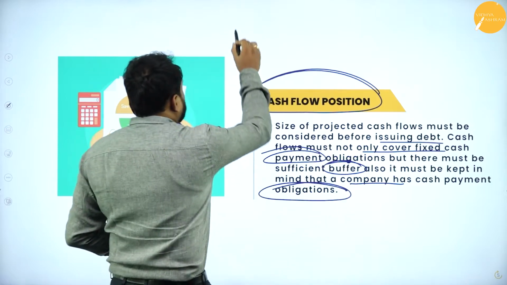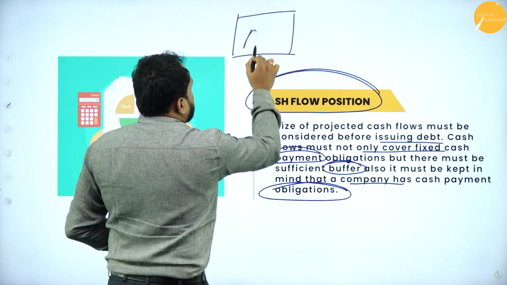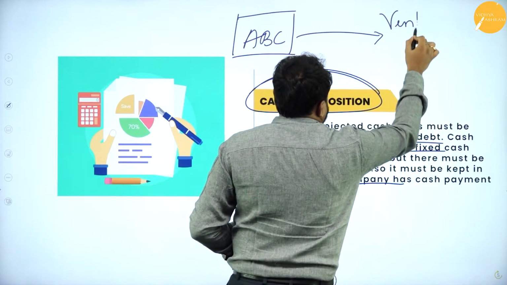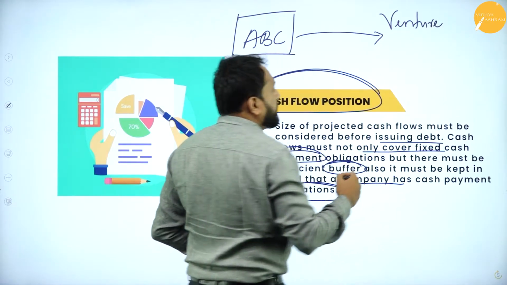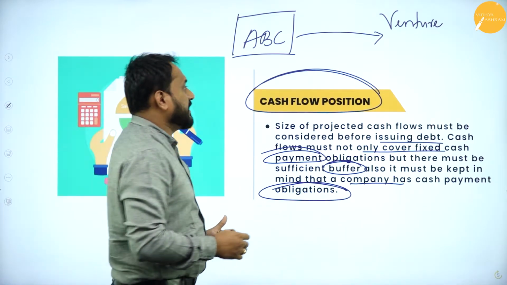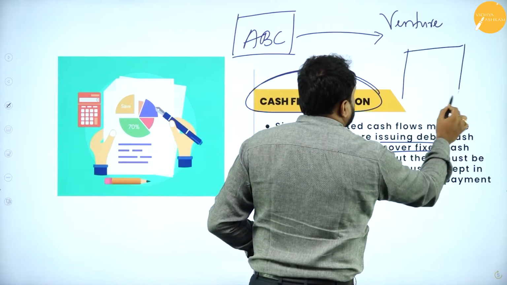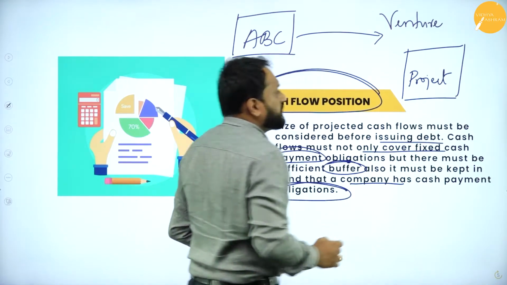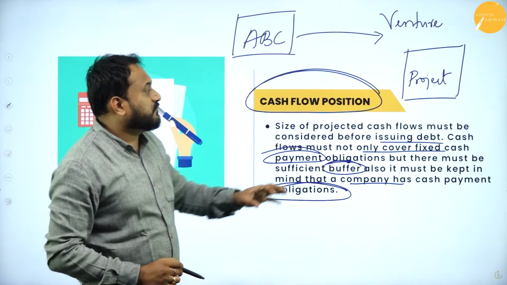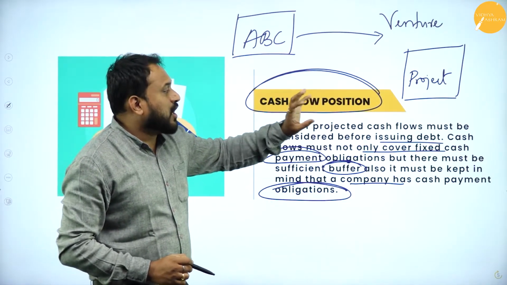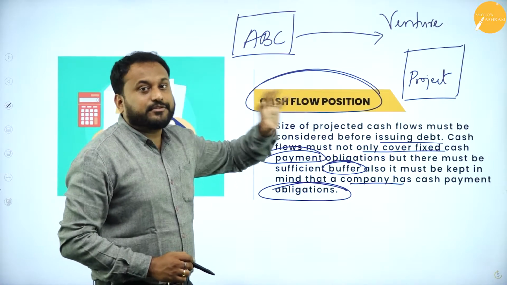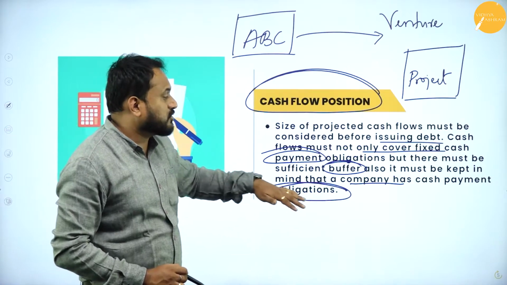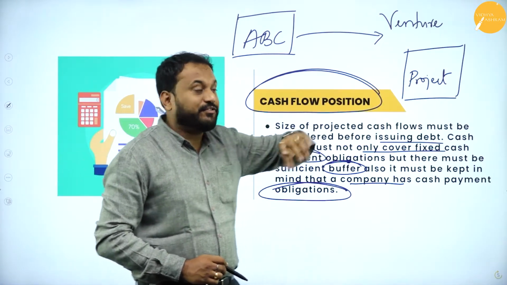Now you have a company called ABC. Now it is into a venture. When I say venture, it is into a business. And what type of business is it? It is dealing with some kind of business where you have a project. Now you need to check how much is the cash flow for the project. Now the cash flow should not only consider the fixed cash. You are supposed to also go with a buffer.